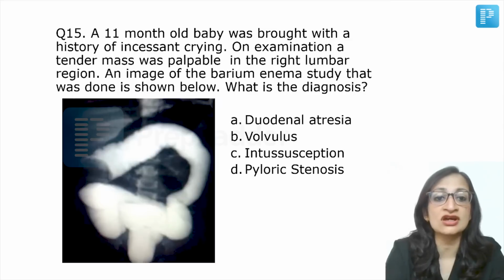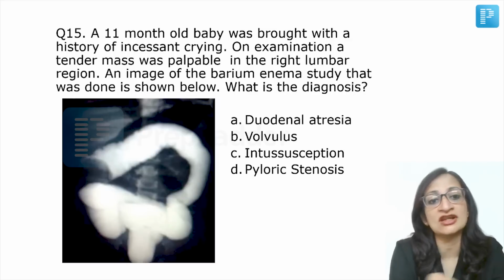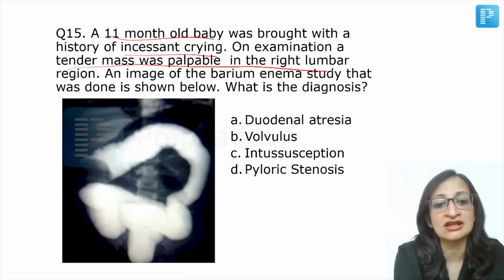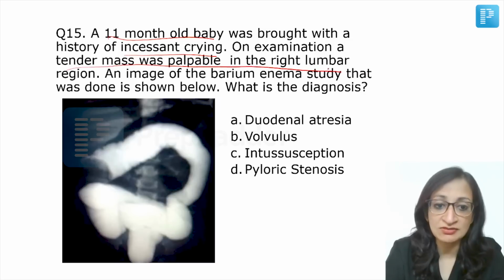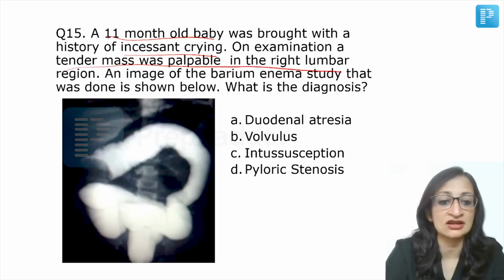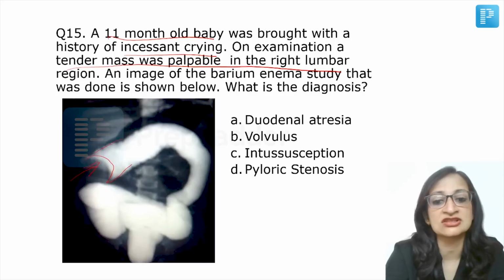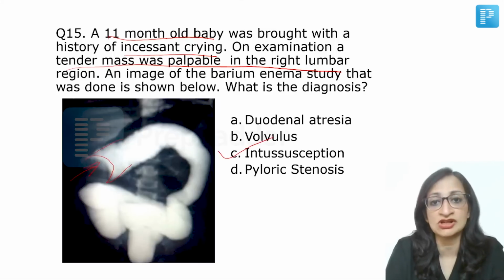Moving on to the next question, again a very important topic which we've discussed so many times. An 11-month-old baby was brought with a history of incessant crying. On examination, a tender mass was palpable in the right lumbar region. An image of the barium enema study that was done is shown below. What is the diagnosis? So friends, can you appreciate a claw-like thing here? This is called a claw sign or a coiled spring sign and is suggestive of intussusception. And this is a typical case scenario.